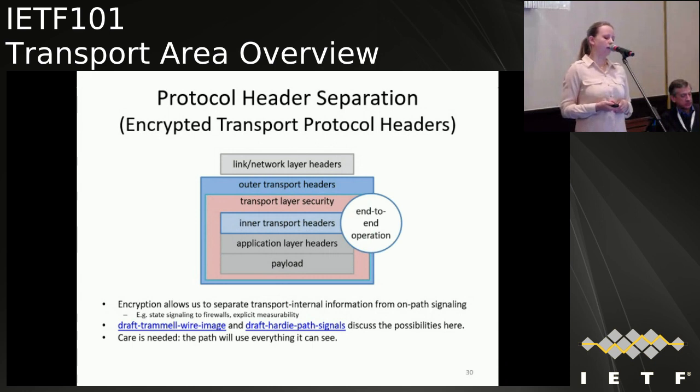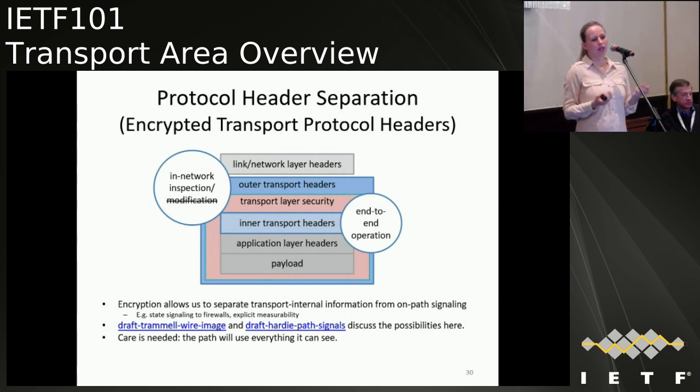However, this wire image is usually also secured, like protected in a way that you cannot modify it anymore, which is also important for the first goal, for the ossification goal, where you still try to be able to modify things.